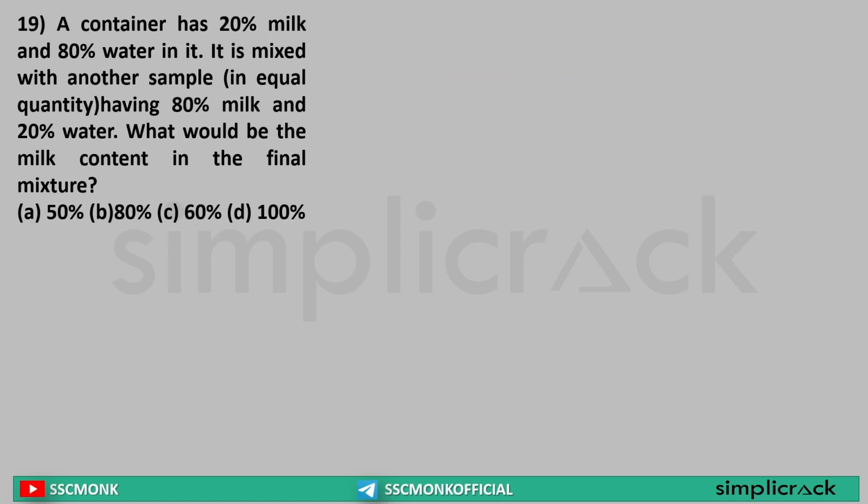That's it. Next, a container has 20% milk and 80% water. It is mixed with another sample having 80% milk, 20% water. That means 20:80 can be written as 1:4. 80:20 can be written as 4:1. Yes or no? Now that has been added. So 5:5 has been the total answer. So this can also be written as 1:1. Yes or no? Yes. It is saying what is the milk quantity? Sir, milk is 1 out of the total 2. So 1 by 2 into 100% is equal to 50%. So answer is equal to option A.